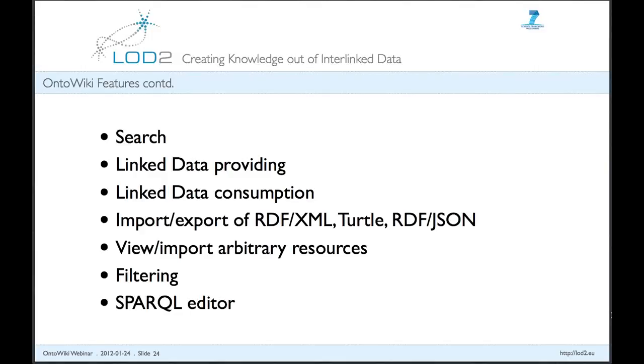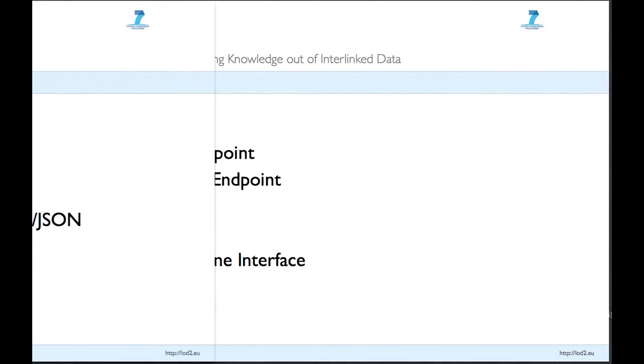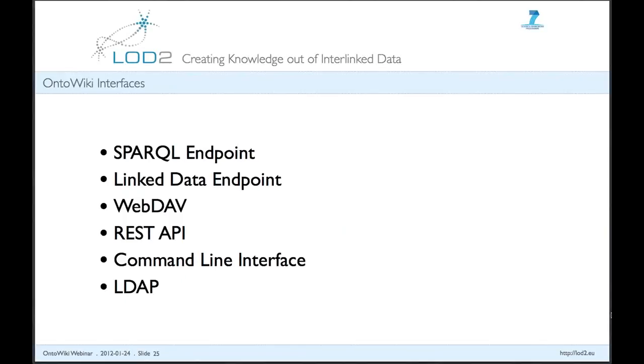So those are the features that OntoWiki provides. We also provide some interfaces, namely a SPARQL endpoint, a linked data endpoint if it's configured the right way. And in addition to that, we have a WebDAV interface, a RESTful API, a command line interface, mainly for administrative tasks, and an LDAP interface.